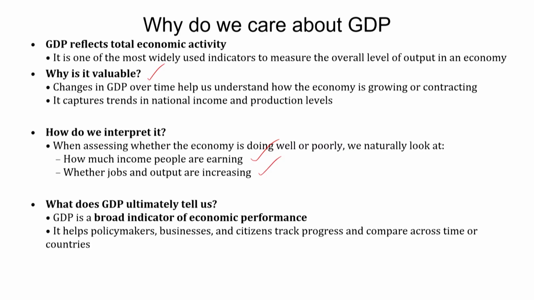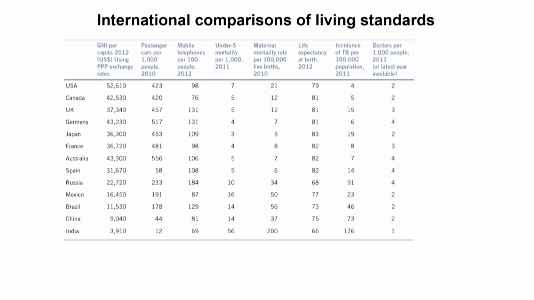Okay, so finally, some more aspects in this slide. What does GDP ultimately tell us? GDP is a broad indicator of economic performance. It helps policymakers, businesses and citizens track progress and compare across time or countries. Let us see this table. This table helps us compare living standards across countries using multiple indicators.